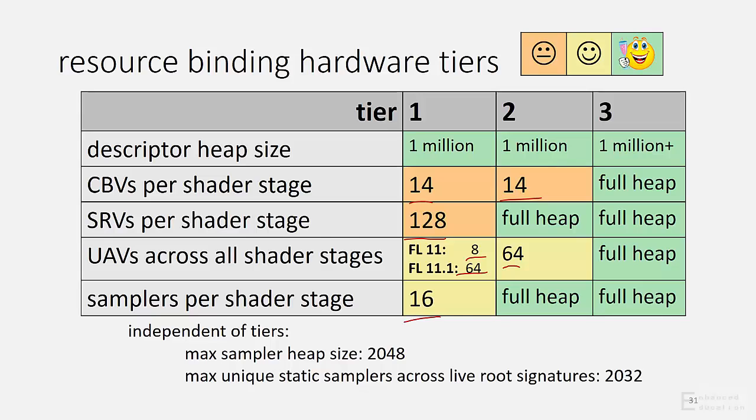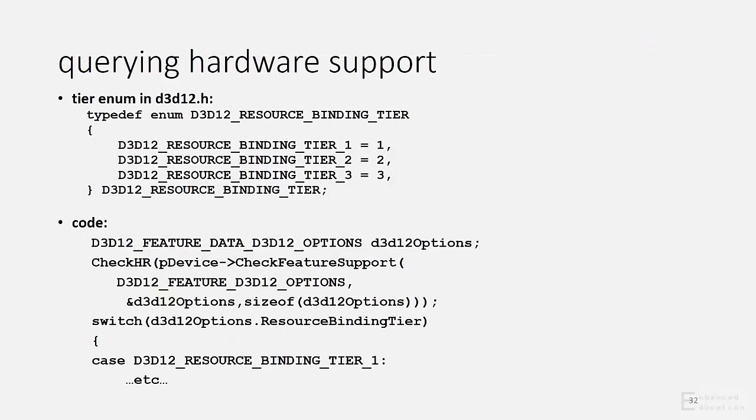This shows how to query the resource binding tier through the D3D API using the check feature support API.